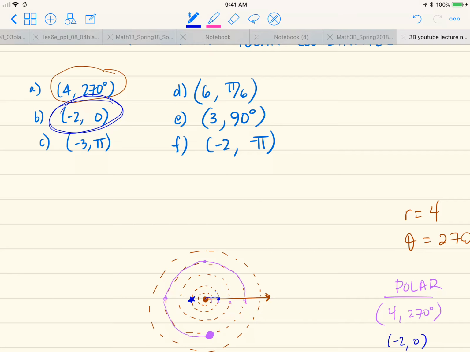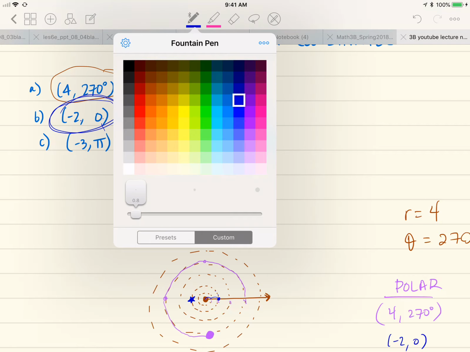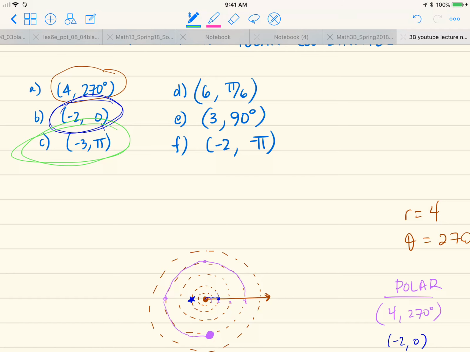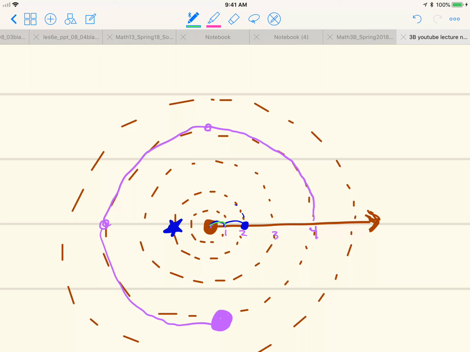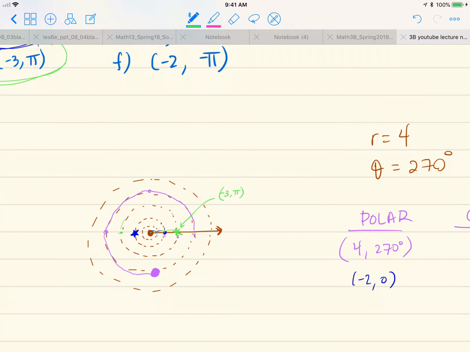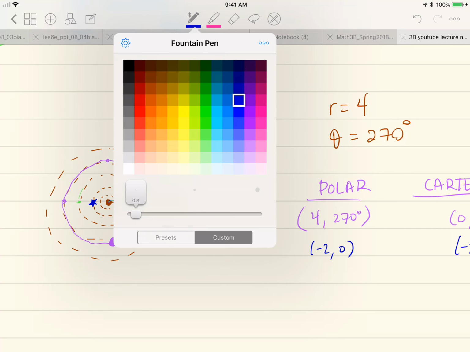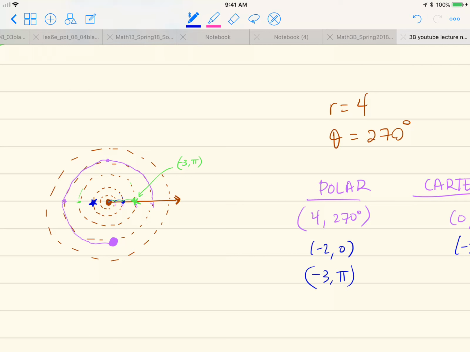Okay, let's look at the third one, which is going to be negative 3 comma pi. All right, so I'm going to go out 3. So go out 3, 1, 2, 3. I'm going to go out pi. Pi is over here. And now because I have negative, I'm going to flip it to over here. So that is the point, negative 3 comma pi. Okay, and let's see here. So negative 3 comma pi ended up being the same as 3 comma 0.